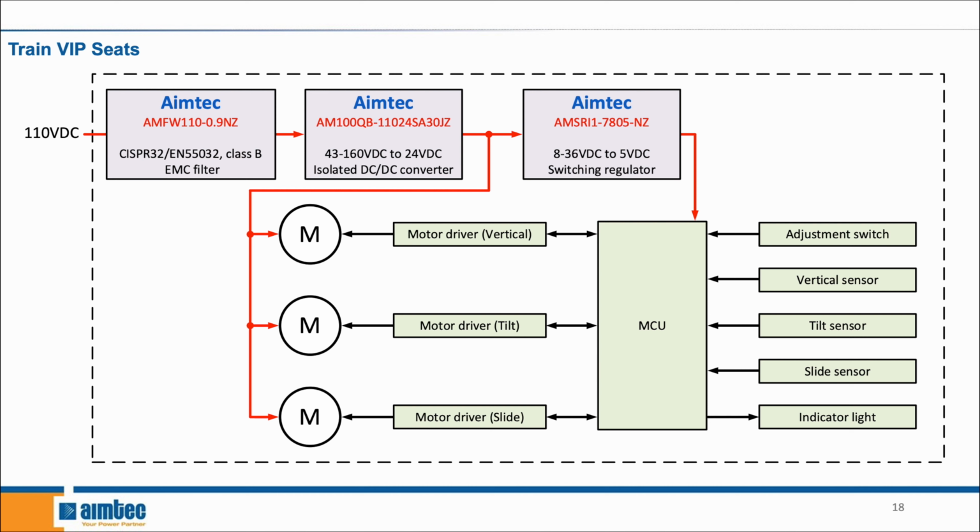Unlike the bogie monitoring system, the seat motor control wires do not span long distances and are not exposed to the same electromagnetic interference. Hence, the power of the control circuit is provided by the AMSRI switching regulator, which converts the 24 to 5 volts. This AMSRI is a non-isolated DC-DC converter.